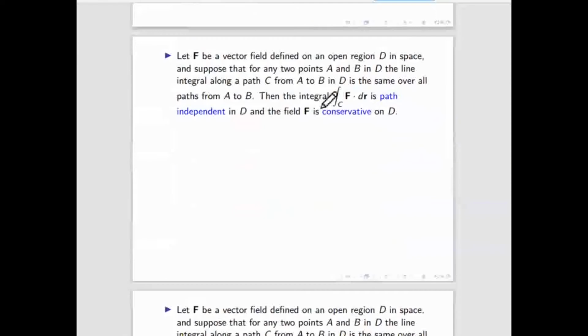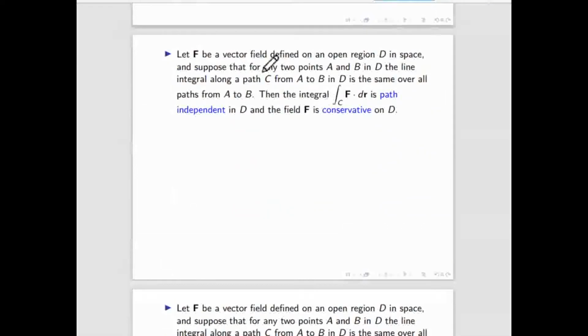So now we'll see one more definition. If F is a vector field defined on region D, and suppose that there are 2 points A and B in this region D, and there is a curve or path from A to B. And if the integration of F dot dr over this curve C doesn't depend on the path, or it is independent, or its value is always the same, then this F is called a conservative field.